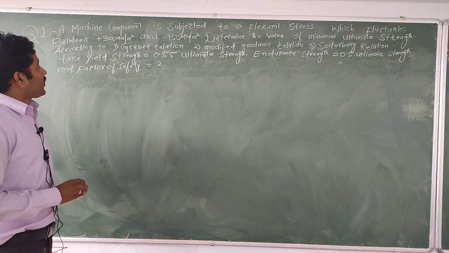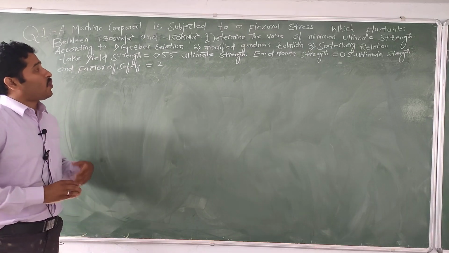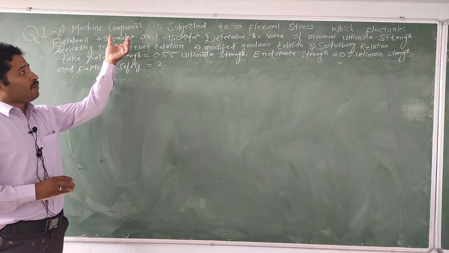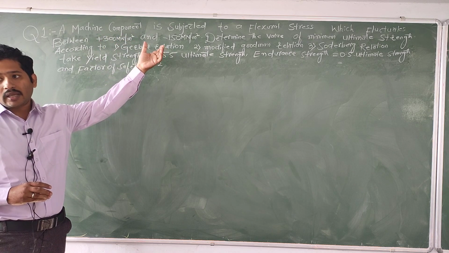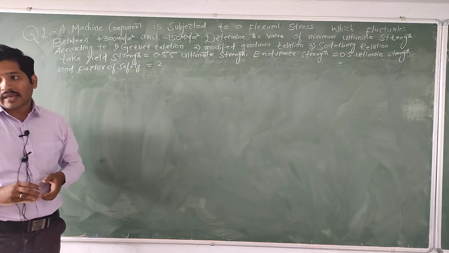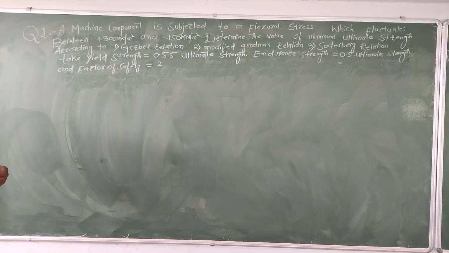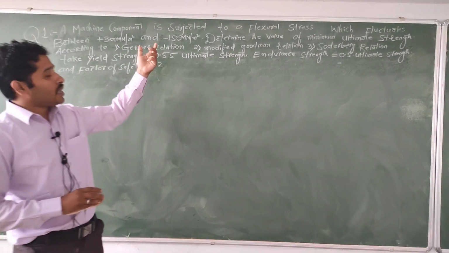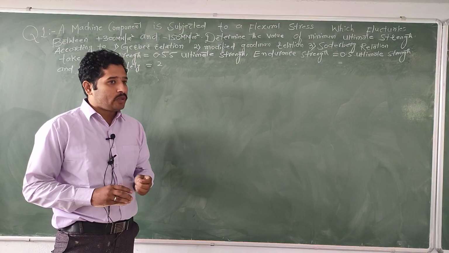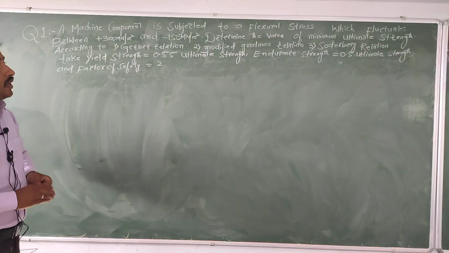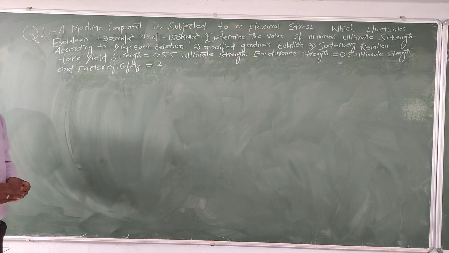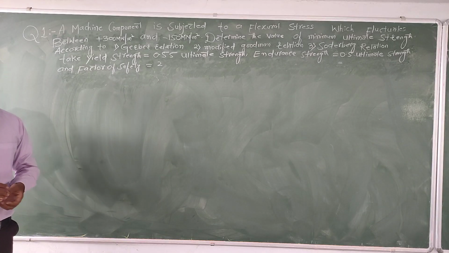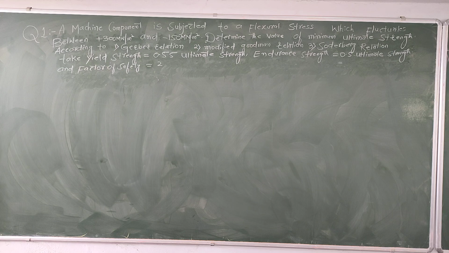In this case, first we have to consider one machine component. On the machine component, the maximum stress is acting, meanwhile the minimum stress is acting. So the maximum stress is 300 mega Newton per meter square, and the minimum stress is minus 150 mega Newton per meter square. In this problem we need to find the modified Goodman relation as well as the Soderberg relation.